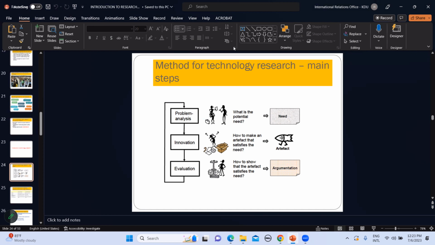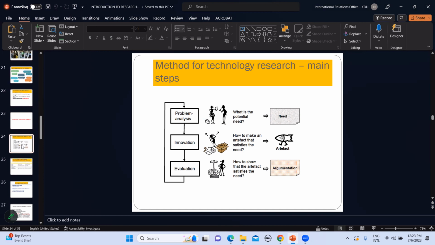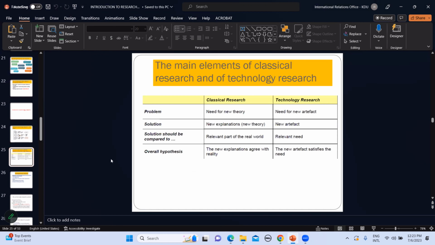So what does technology research mean? You modify existing stuff to develop a new item. Let us say in ICT, to develop new software, a new program. That is the technology research. But science is not that. Science, you have to go to the lab and experiment and so on. It's a different approach. Okay, understand? And then the main elements of classical research and technology research, right?